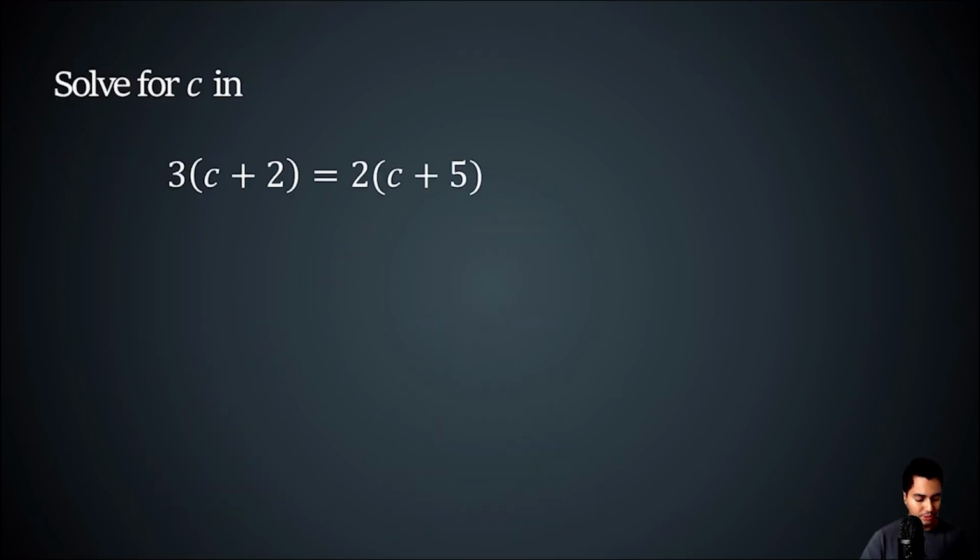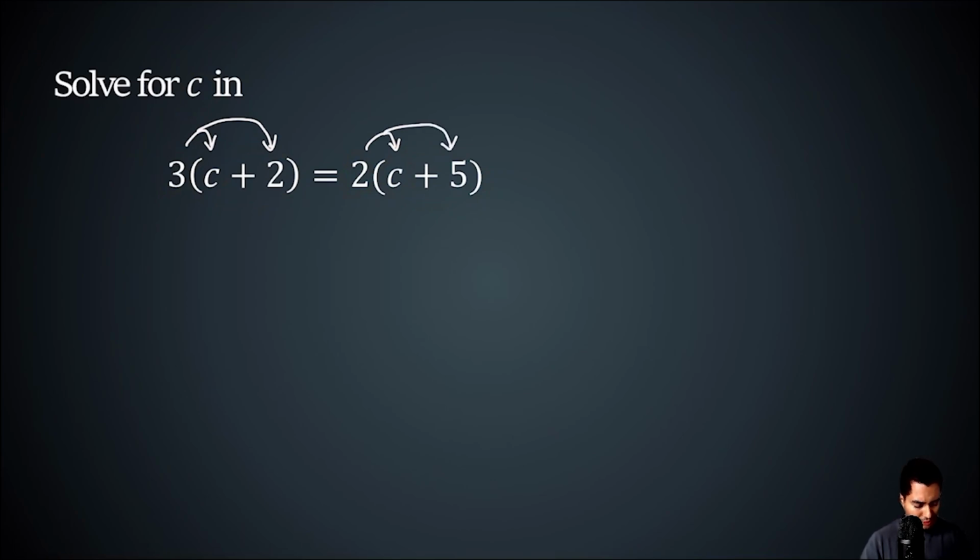Okay, now for this example, we need to solve for c in this expression: 3 times (c plus 2) equals 2 times (c plus 5). Now here we go. We have a constant next to a parentheses here, and again we have a constant next to a parentheses here. So what we're going to do is use the distributive property to distribute the 3 to both of these terms here, and in this case here distribute the 2 to both of these terms like so.